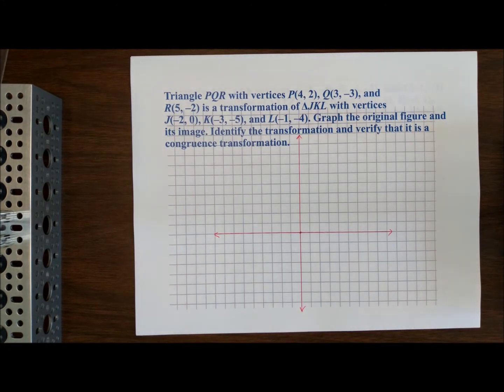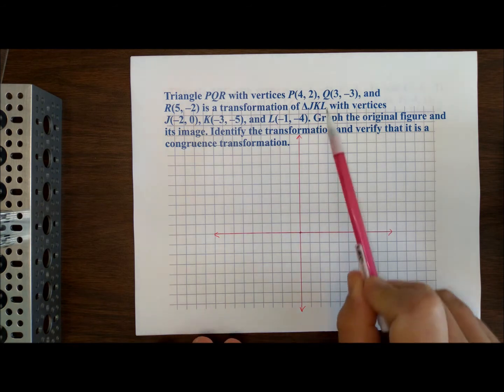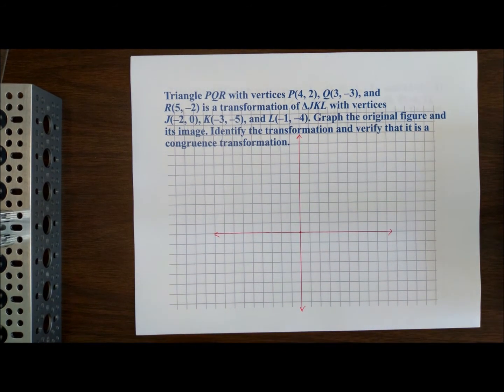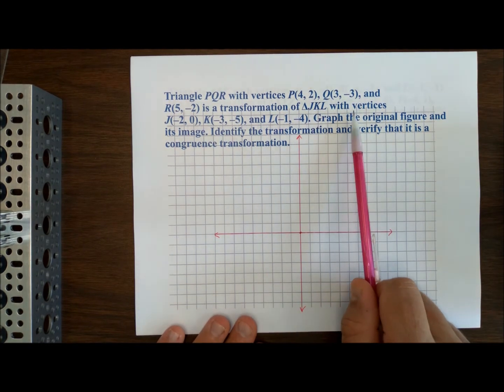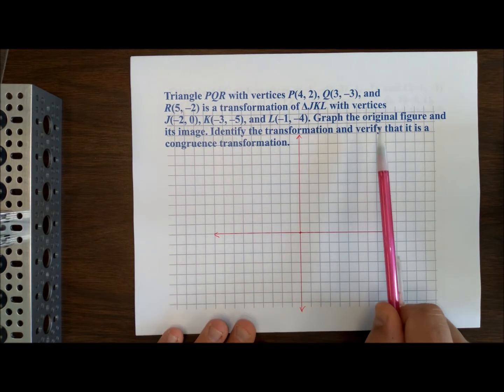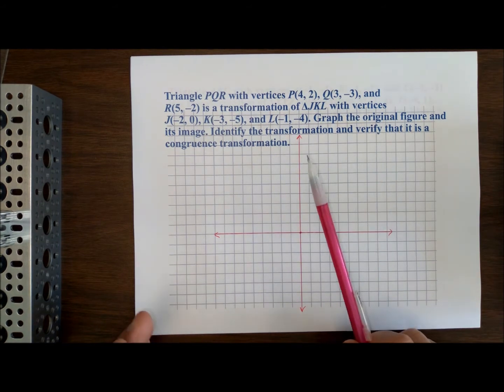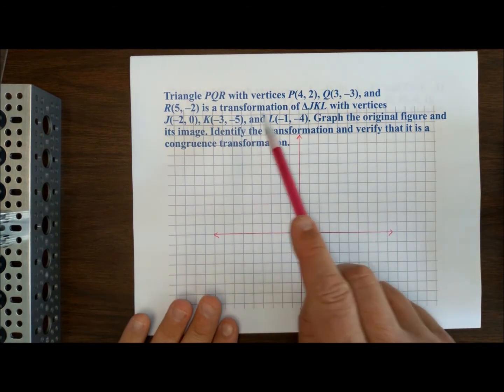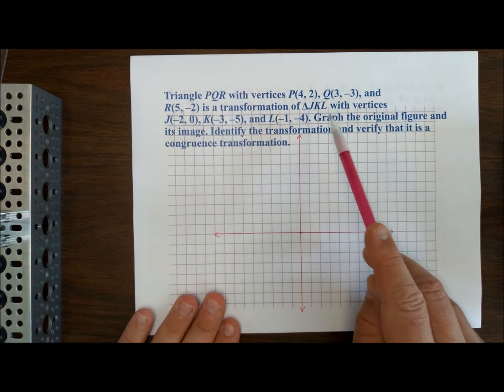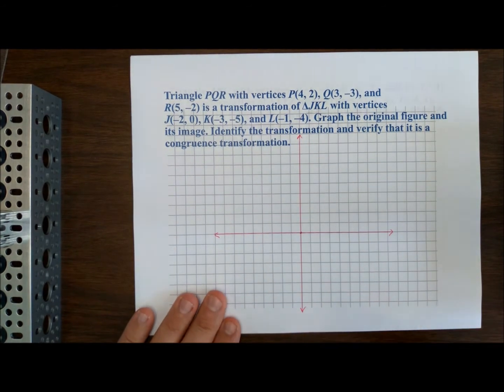All right, in this problem, they want us to do the hard work, okay? They're telling us that triangle PQR has these vertices, and it's a transformation of triangle JKL with these vertices. Could we graph the original figure and its image, identify the transformation, and verify that it is a congruence transformation? Okay, so they're saying that triangle PQR is a transformation of triangle JKL. So let's start with our original triangle JKL.